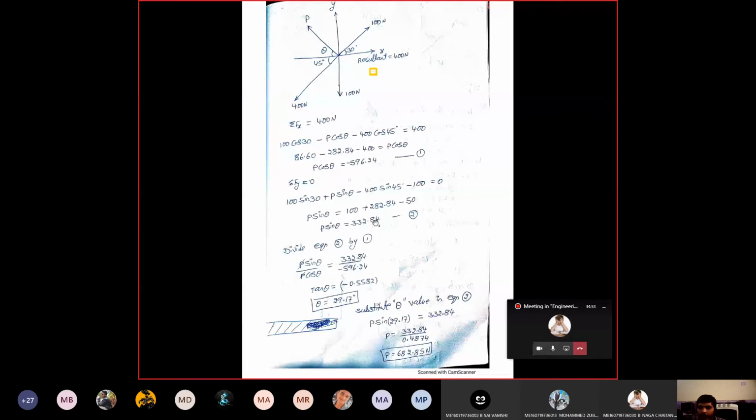See, this value P sin theta is 332.84, divided by this P cos theta value, which is minus 596.24. Then you will get the theta value. Theta equals how much? Minus 29.17. After getting this theta value, you can substitute it in either equation. I am substituting this theta value in equation 2, so I will get the P value also. Now it is clear.